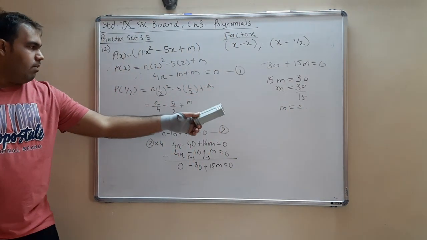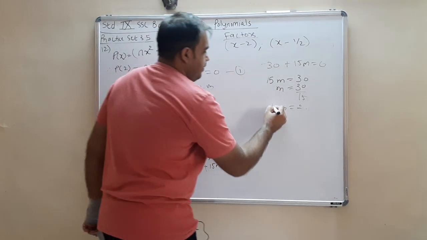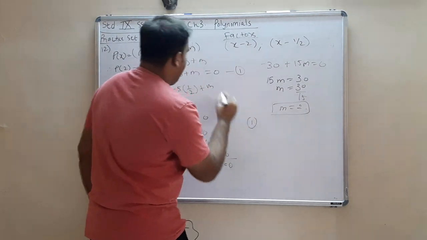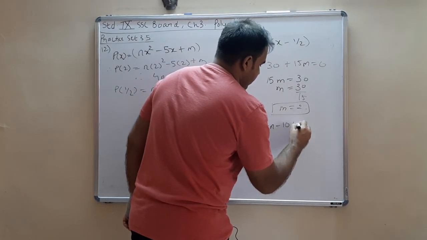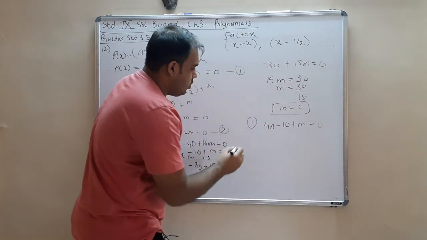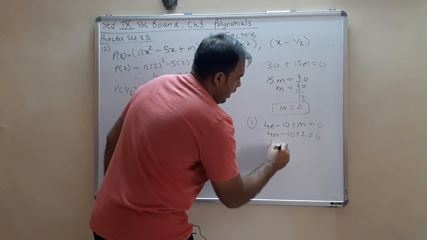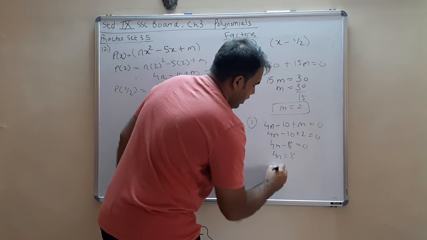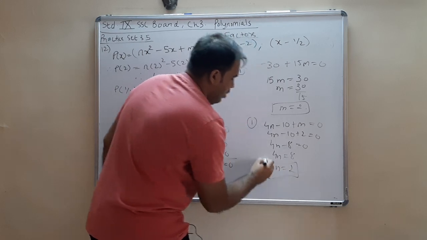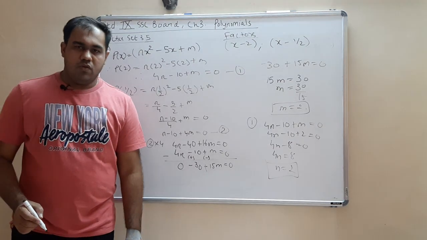Substituting the value of m in one of the equations, equation 1. So equation 1 is what? 4n minus 10 plus m. We know m is 2. 4n minus 8 equals 0, 4n equals 8, n equals 2. Okay, so therefore n is 2 and m is also 2.